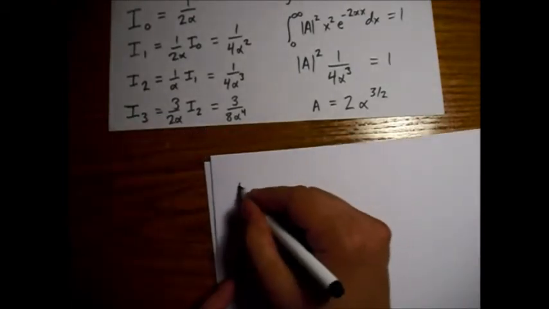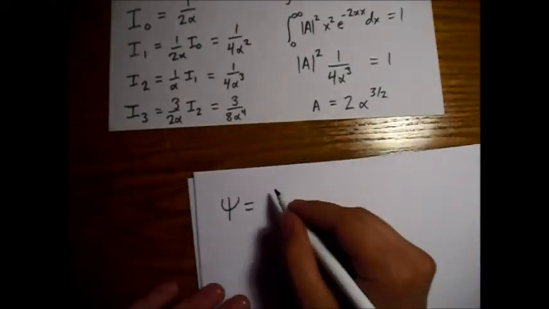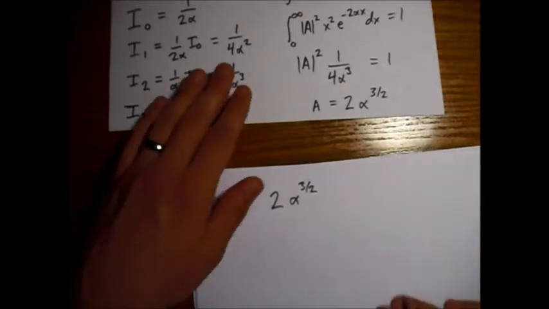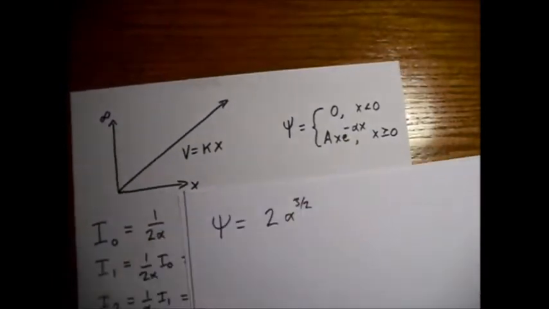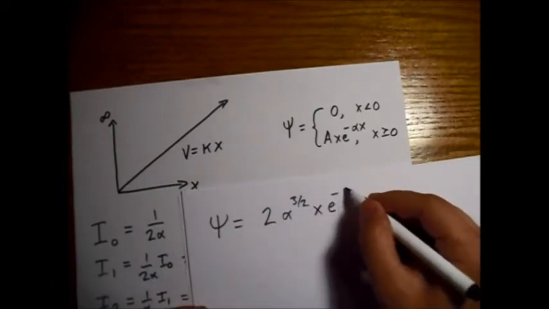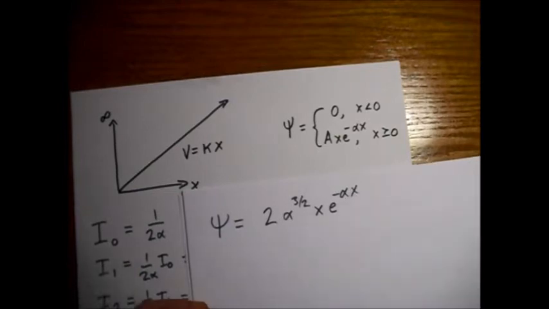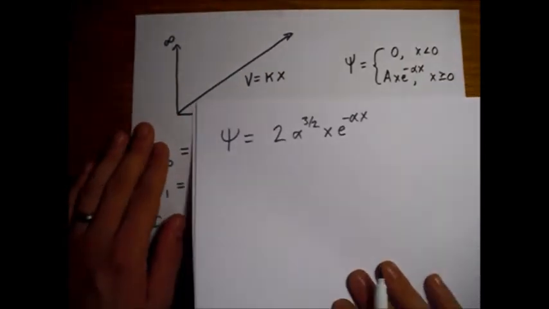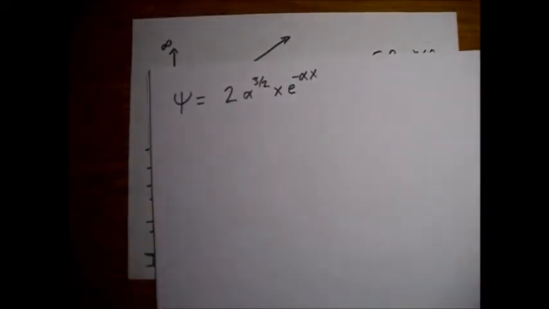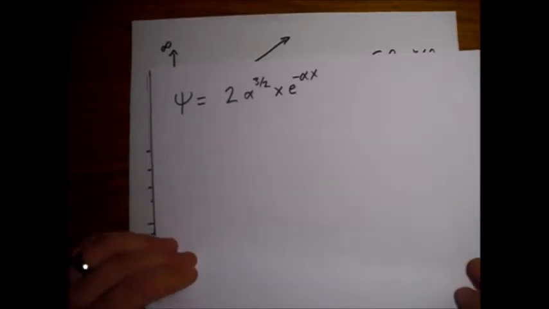So our normalized wave function is equal to 2 alpha to the 3/2, and then right up here we see it's x e to the minus alpha x. This is our normalized wave function. All right. Okay, so now we're going to obtain the expectation value of the kinetic energy.